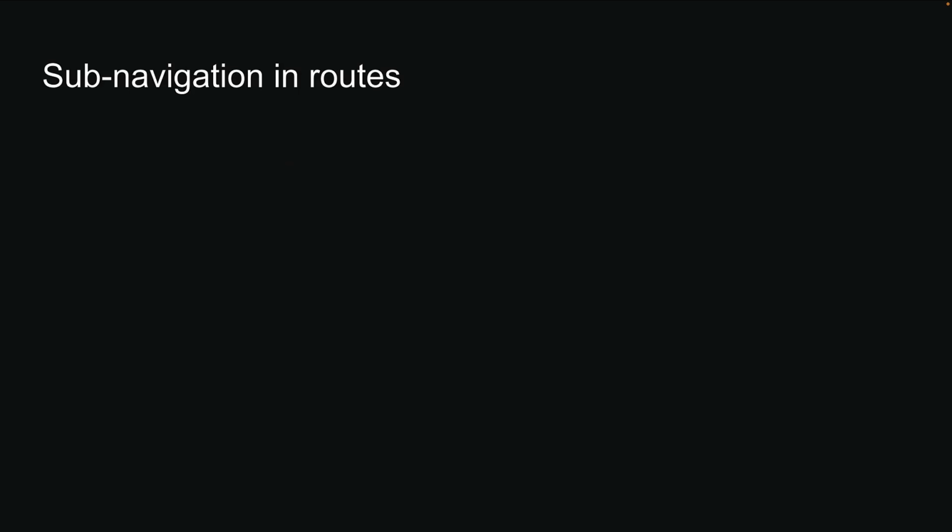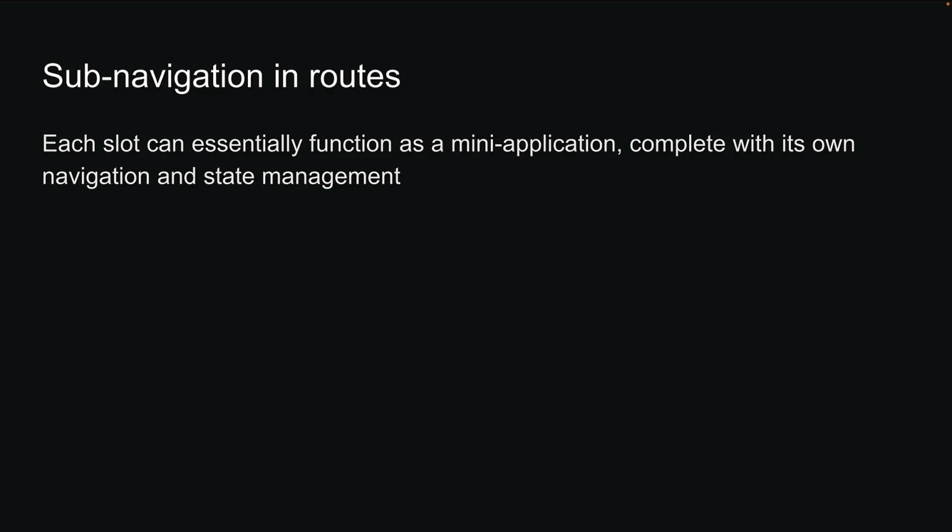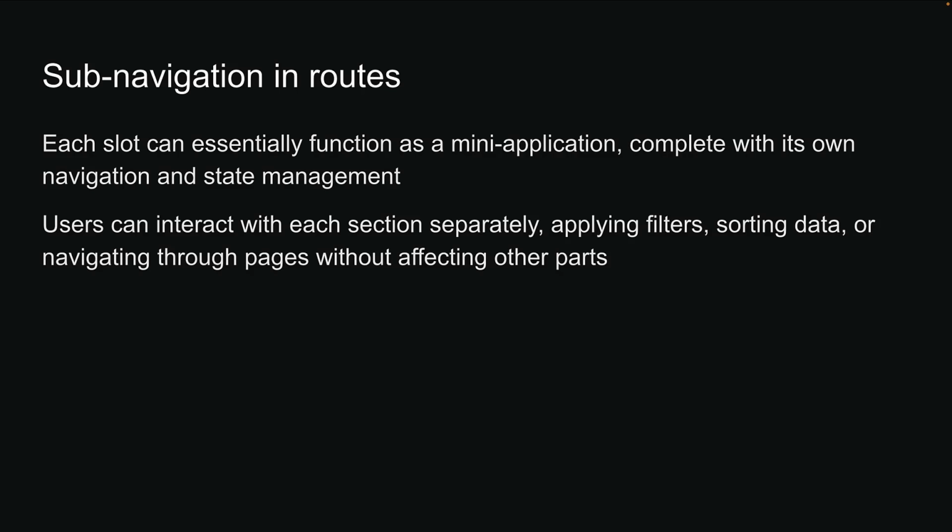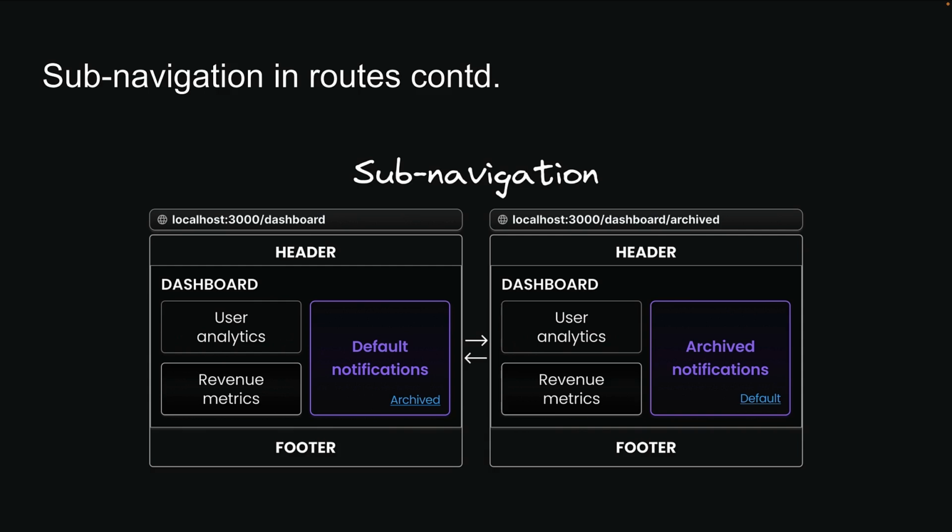The other significant advantage of using parallel routes is their capability to offer a seamless sub-navigation experience within each parallel route. Each slot can essentially function as a mini application, complete with its own navigation and state management. Users can interact with each section separately, applying filters, sorting data, or navigating through pages without affecting other parts. For example, in the notifications section, users might want to switch between default and archived views to see older notifications. These interactions stay contained within the notification section, and the URL updates to match the current view. This makes the URL shareable and helps users track their location in the application. Users can also navigate through different parts of the application without unnecessary page reloads or layout shifts.